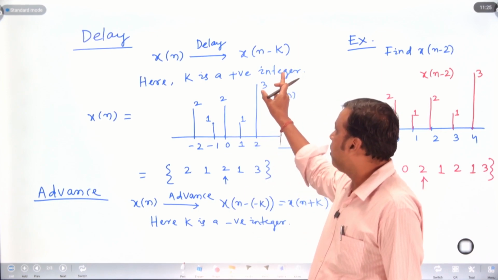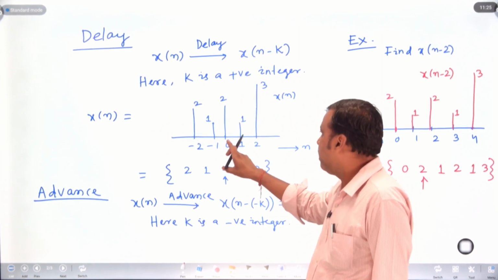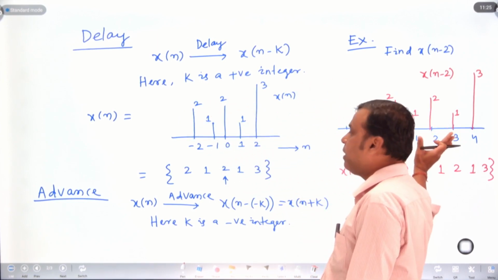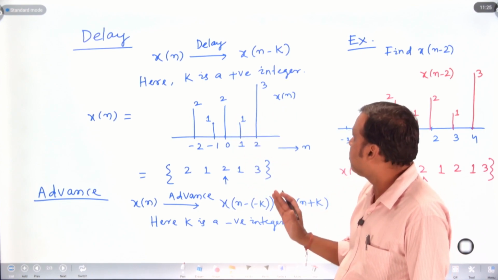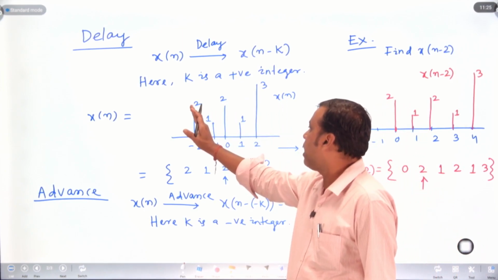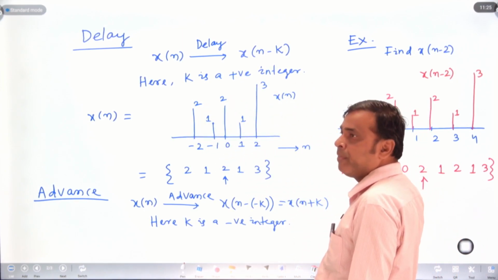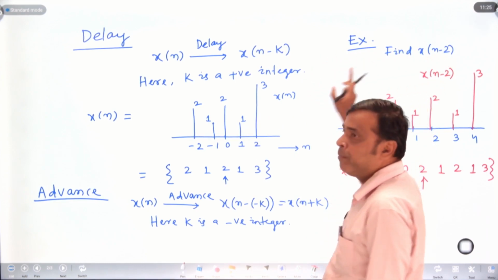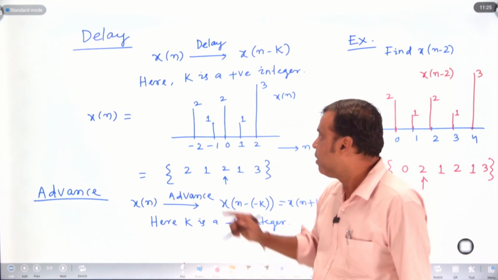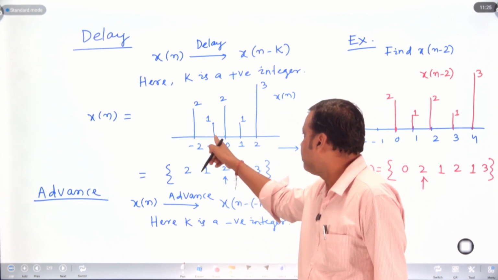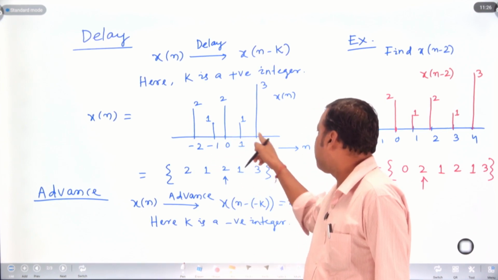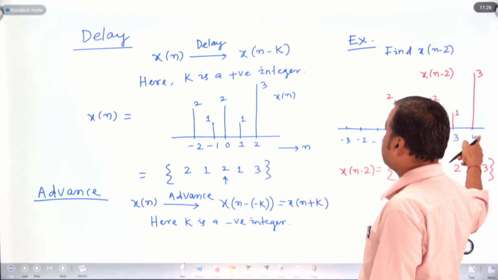If k is a positive integer and x of n is your original signal, then in graphical representation each sample is shifted toward the right. Remember, in the graphical representation of discrete signals, as far as delay is concerned, each sample is shifted toward the right. If it is x of n minus 2, each sample is shifted toward the right by 2 units. Whatever appears here will appear 2 units later, 1, 2, like this. This is your x of n minus 2.